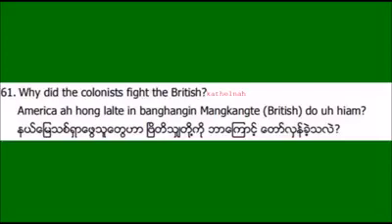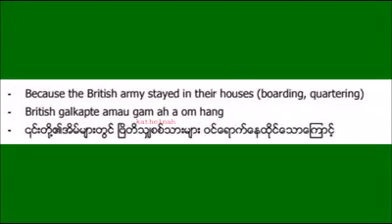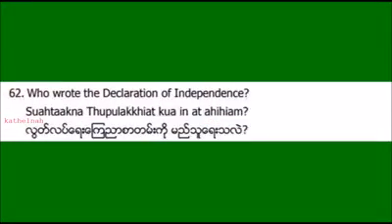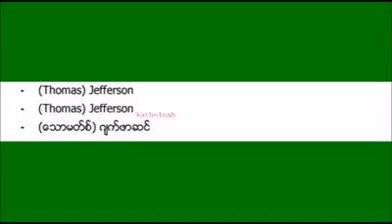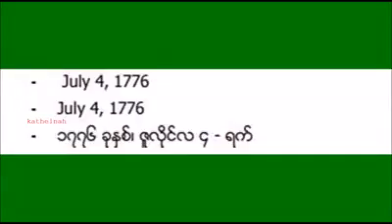Why did the colonists fight the British? Because of high taxes, taxation without representation. Because the British Army stayed in their houses, boarding, quartering. Because they didn't have self-government. Who wrote the Declaration of Independence? Thomas Jefferson. When was the Declaration of Independence adopted? July 4th, 1776.